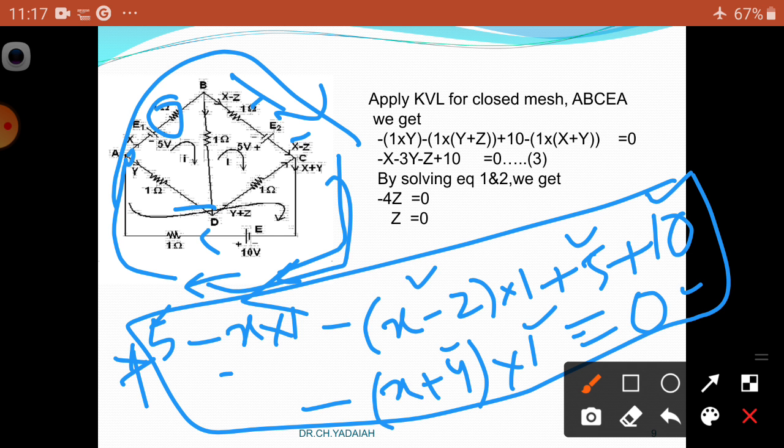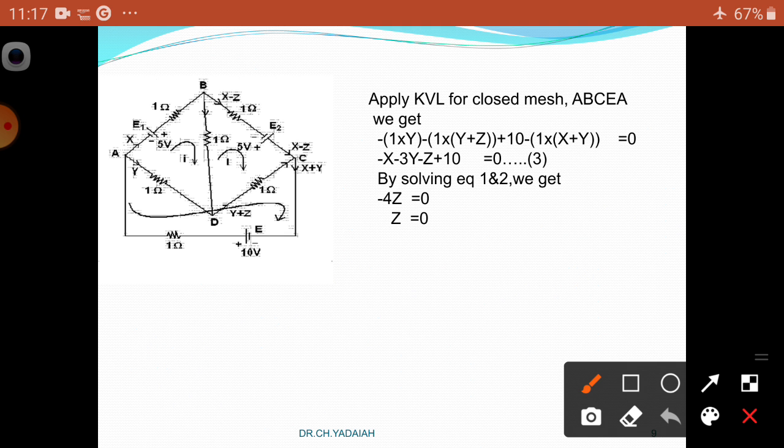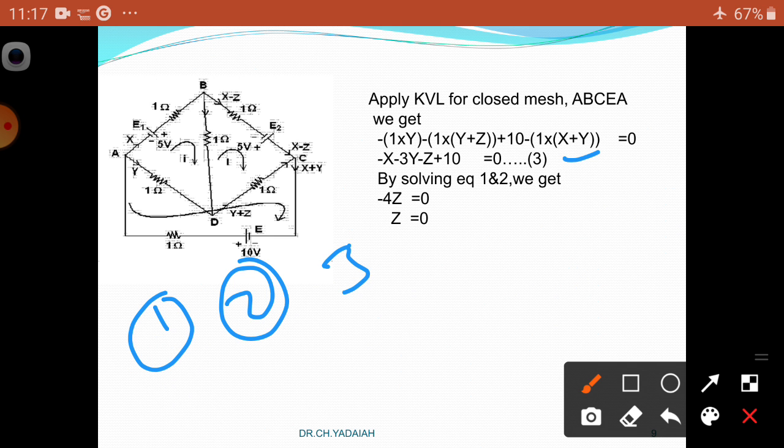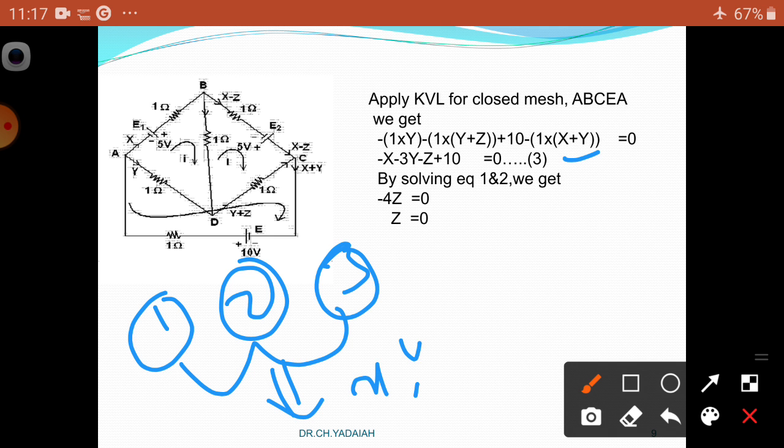Same equation you can see here. And simplify this equation. Then we are going to get the third equation. Simplifying this one, we are going to get one equation, that is minus x minus 3y minus z plus 10 is equal to 0. Now we got the first equation, second equation and third equation. From that, by simple mathematical simplification, we are going to find the x value, y value, z value. That is the required current.